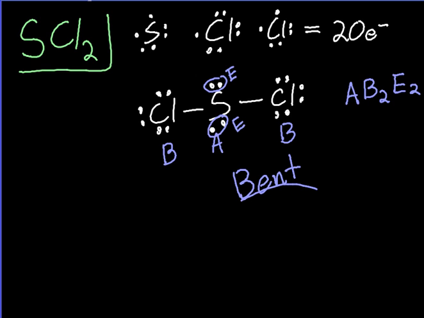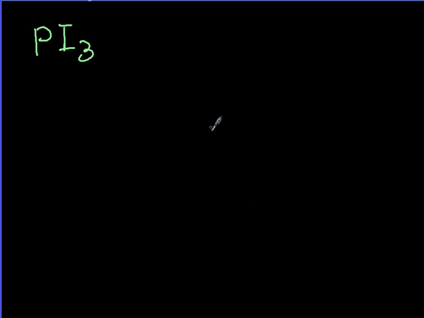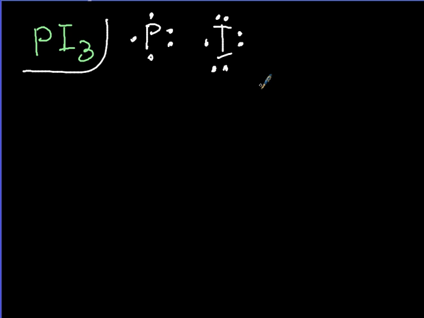Let's try another one, PI3. All right, so phosphorus has 5 valence electrons. Iodine has 7. We have 3 iodines, times 3. That gives you a total of 26 electrons. Just count them up and you'll get that.